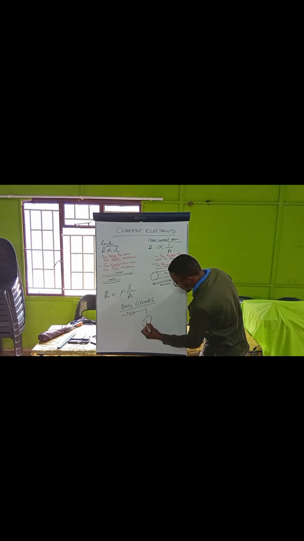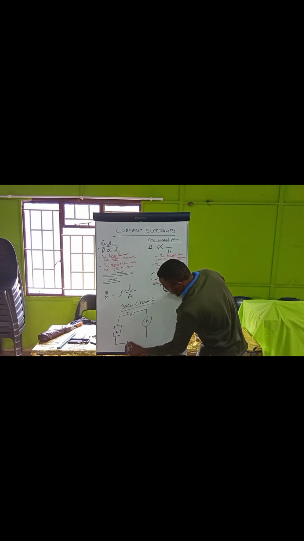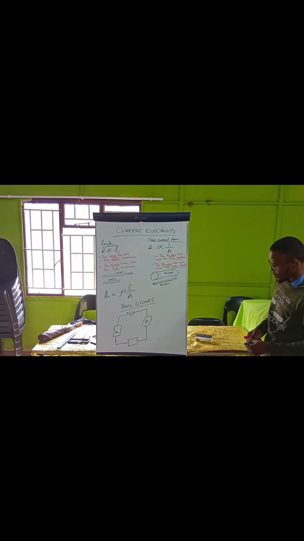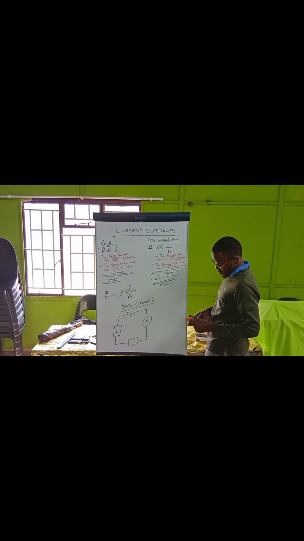And then we shall have the amps, and then we can have here a variable resistor, and then we have a fixed one. So let's say this is a simple circuit, a simple closed circuit.